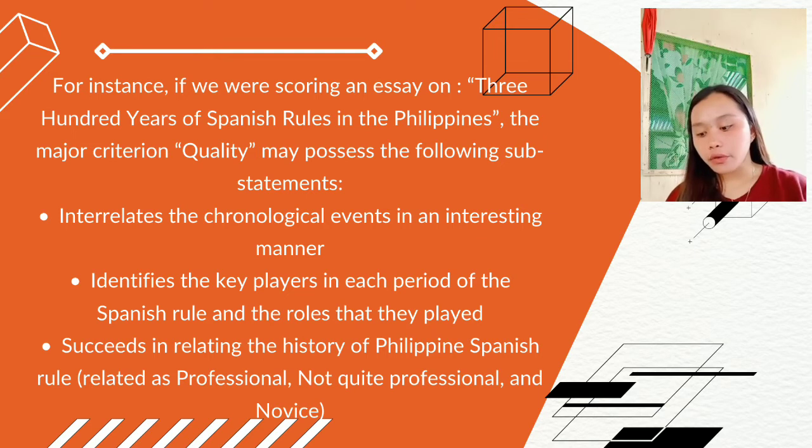So kung mag-scoring essay ta sa 300 years of Spanish rule in the Philippines, naay tulo ka quality nga dapat natong i-possess. The first one is interrelates the chronological events in an interesting manner. Second, identifies the key players in each period of the Spanish rule and the roles that they played. The last one is succeeds in relating the history of the Philippine Spanish rule as professional, not quite professional, or novice.